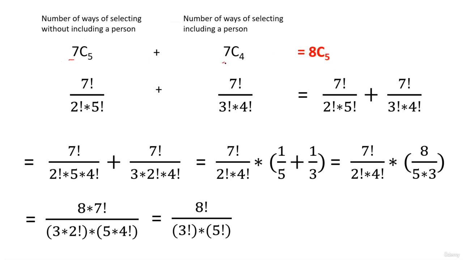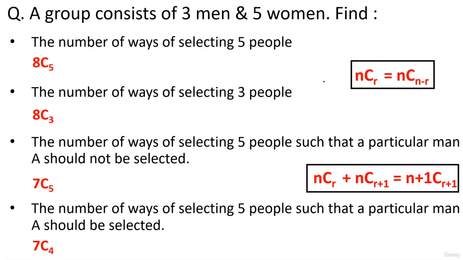That means if you take this as 7C4 plus 7C5, which is 7C4 plus 1, this will be equal to 7 plus 1 C4 plus 1. Okay, in general we'll be saying that nCr plus nC(r plus 1) is (n plus 1)C(r plus 1) for all values of n and r, right? Okay, so these are some relations of binomial coefficients we saw here. We'll solve a couple of questions based on them now.